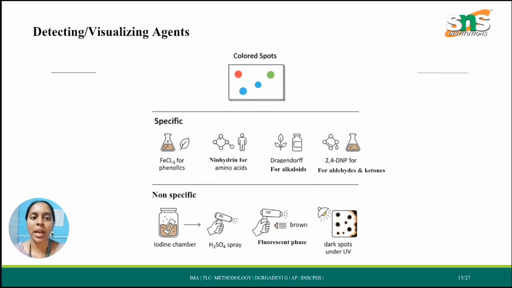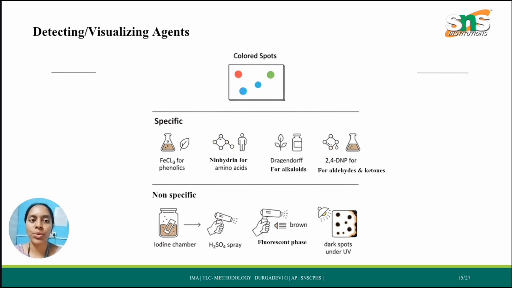Then sulfuric acid spray. The sulfuric acid spray is used for all kinds of organic compounds. The sulfuric acid along with an oxidizing agent like potassium permanganate or potassium dichromate will char the organic compounds. That charring will give black colored spots. So with a 70 to 80% w/v solution of sulfuric acid along with the oxidizing agent, you can identify the presence of organic compounds.